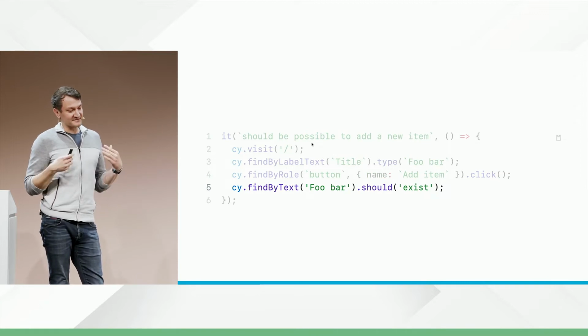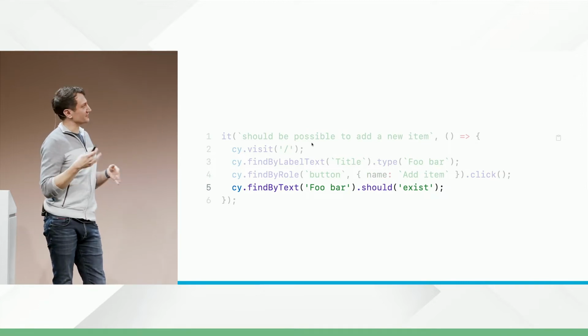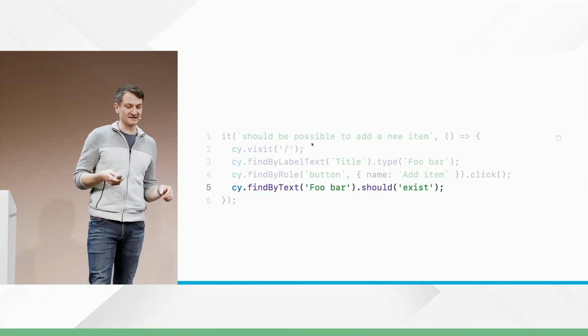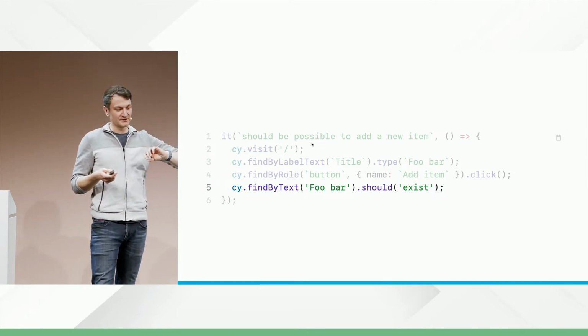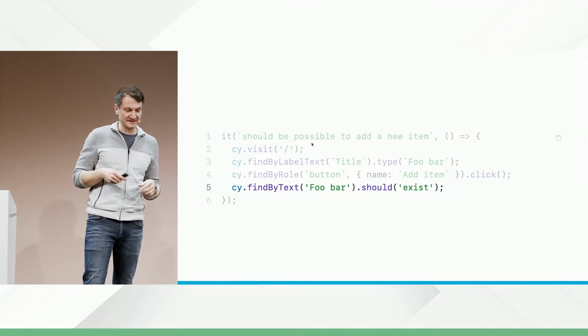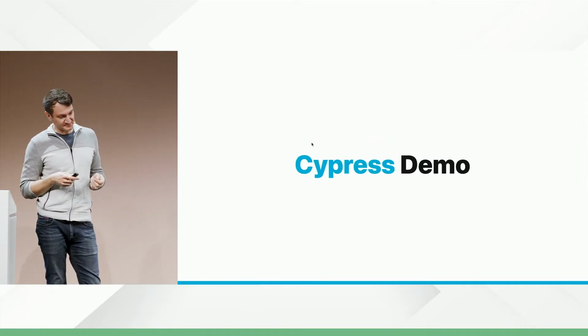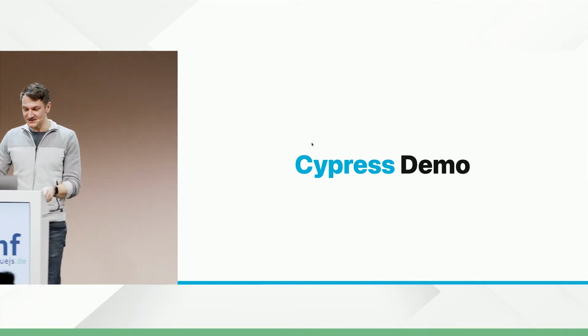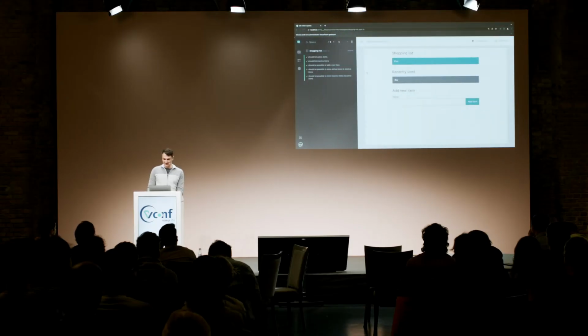And in the last line, we want to make sure that whatever we are testing actually works. In this case, like I said, we add a new item to a shopping list, so we want to make sure that this foobar text we previously entered appears on the shopping list. So let's take a short look at a real-world demo, how this looks in Cypress.